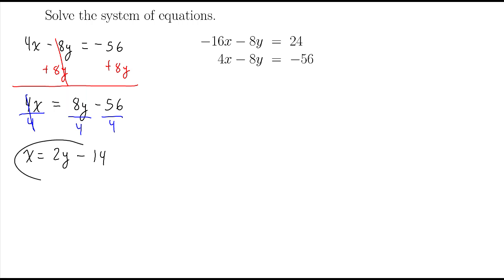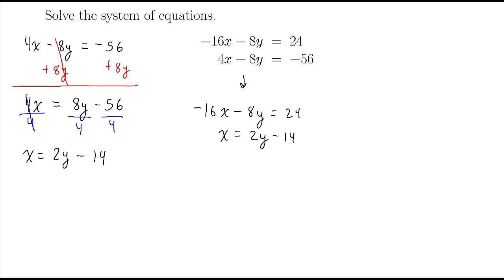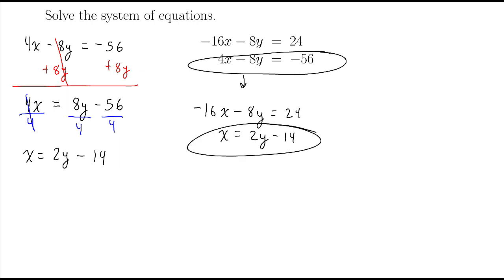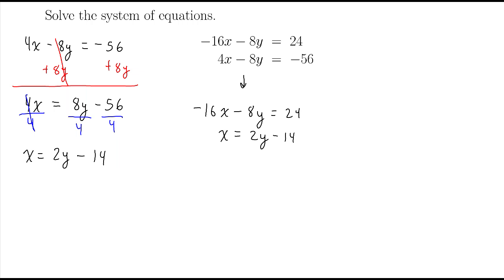This is a rewriting of the second equation here. So I'm going to actually rewrite my system of equations where the second one now has been rewritten. The relationship between x and y is still preserved with this equation here as it is here. It's just in a different form. Now the second equation here is saying that x is the same thing as 2y minus 14.